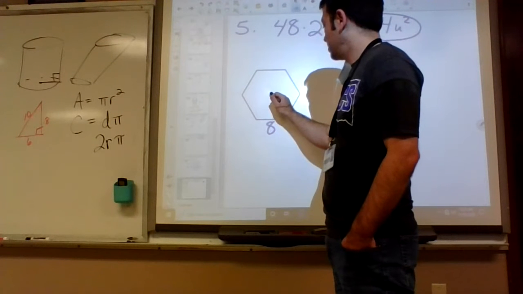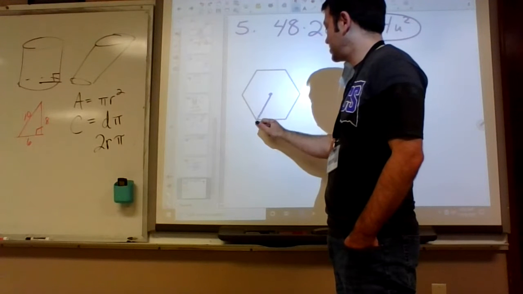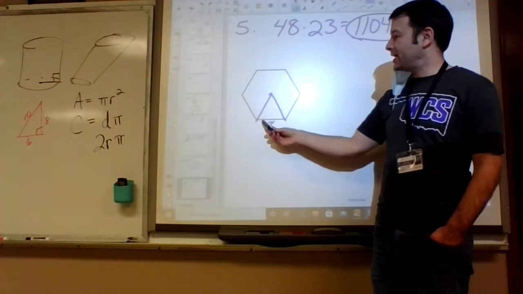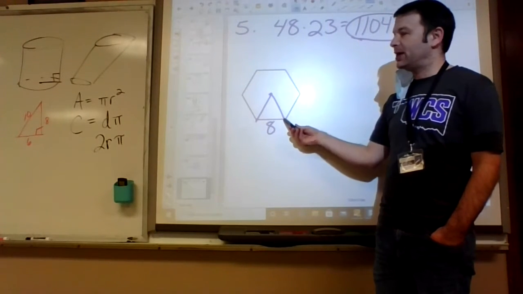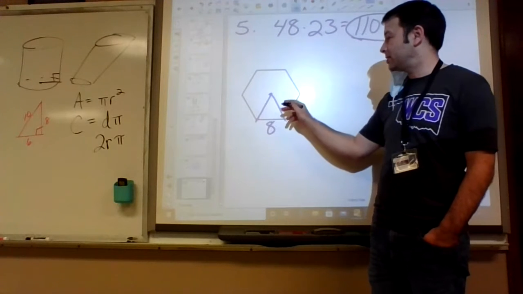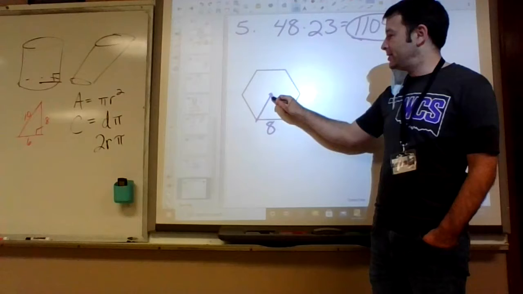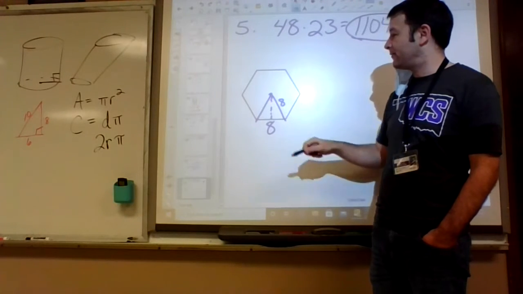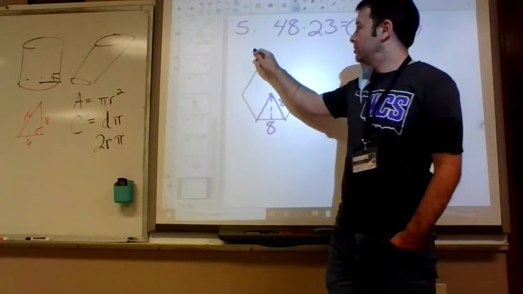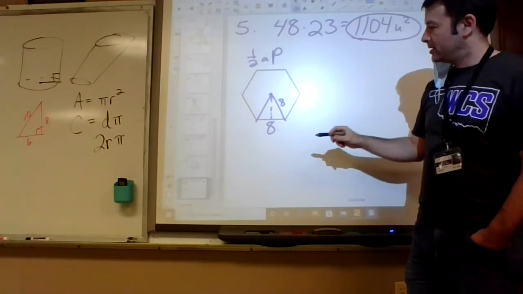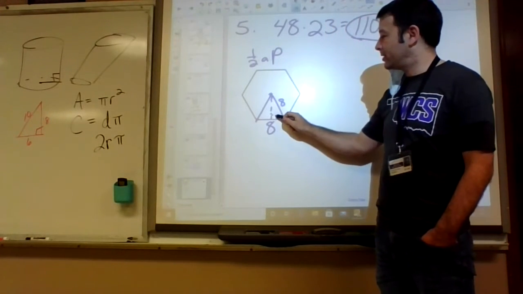Okay, the trick with hexagons is that the length of each side of the regular hexagon is going to be the same as the radius. So that's going to have to be an 8 right there. So we need to find the apothem so we can use that formula from earlier, 1/2 apothem times perimeter. So how can I find the apothem right there?